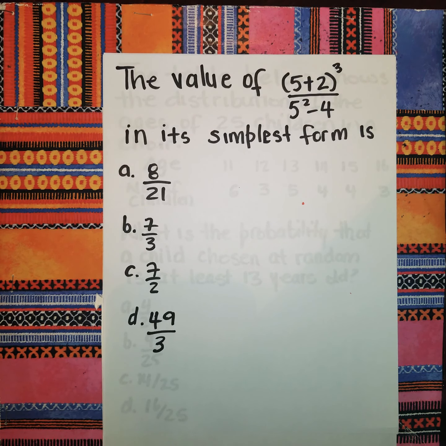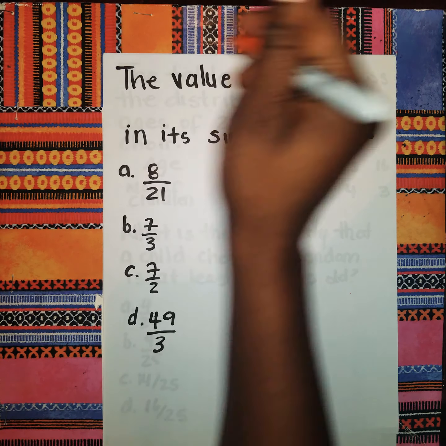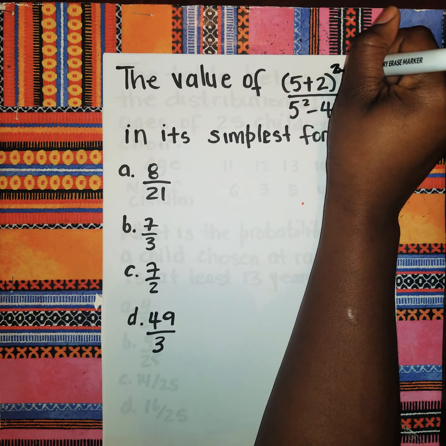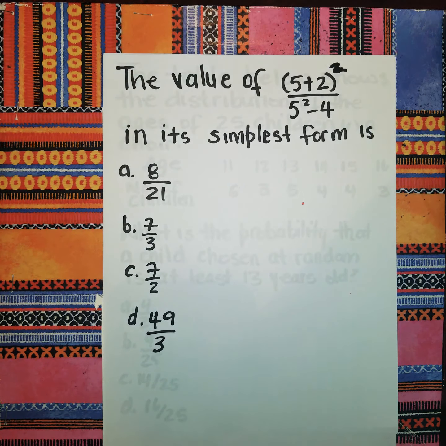So the value of 5 plus, what number is that? 5 plus 2, this should be to the second power. I don't know why I have 3 there. 5 plus 2 to the second power, divided by 5 squared minus 4.